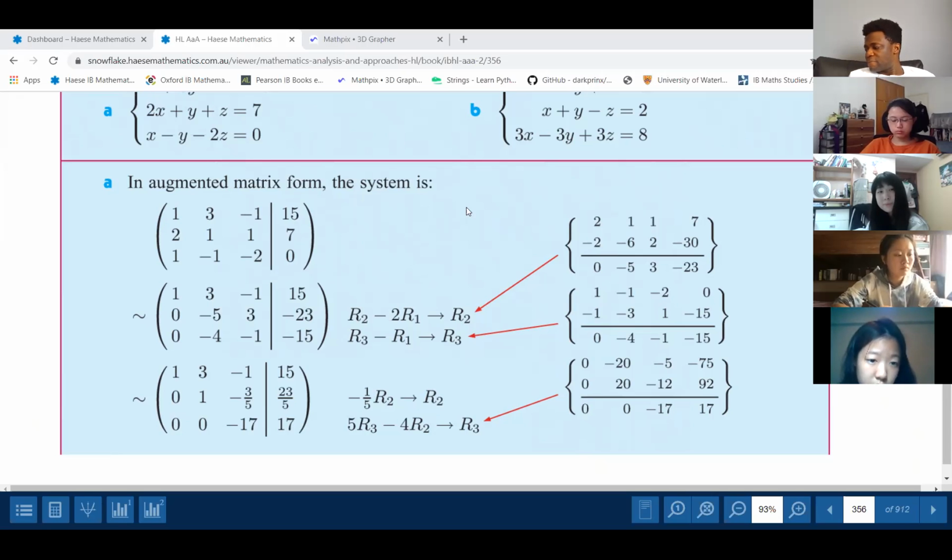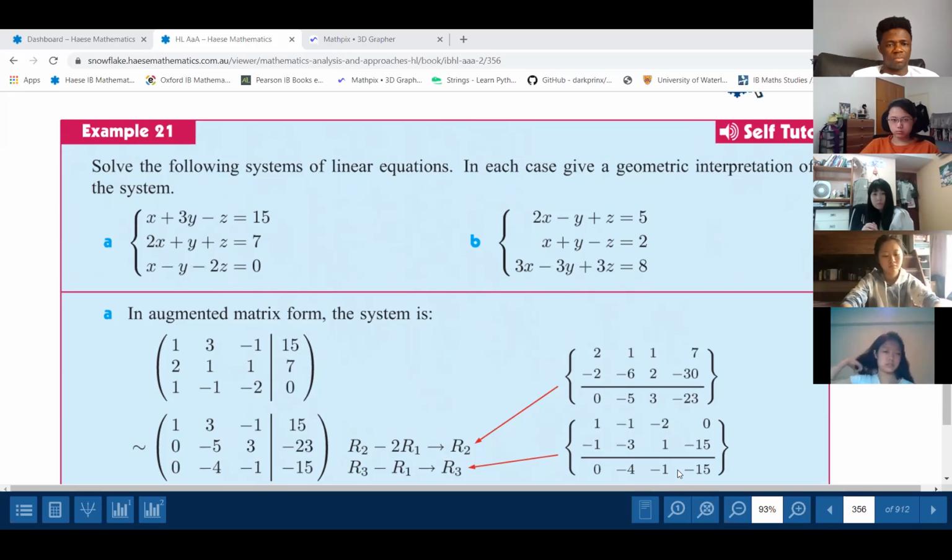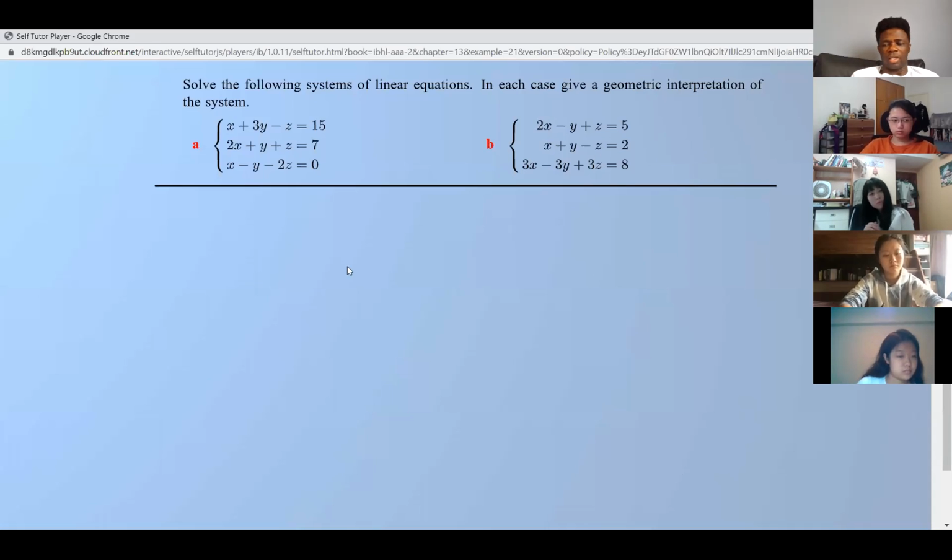Understand? Okay, let's go with the first one. Tell me if you can see. Can you see the example, self-tutor? Okay. We can only see the textbook. You can only see the textbook? Yeah, I have a blue screen, not the textbook. We can't see it. Okay, a minute, sorry. How about now?